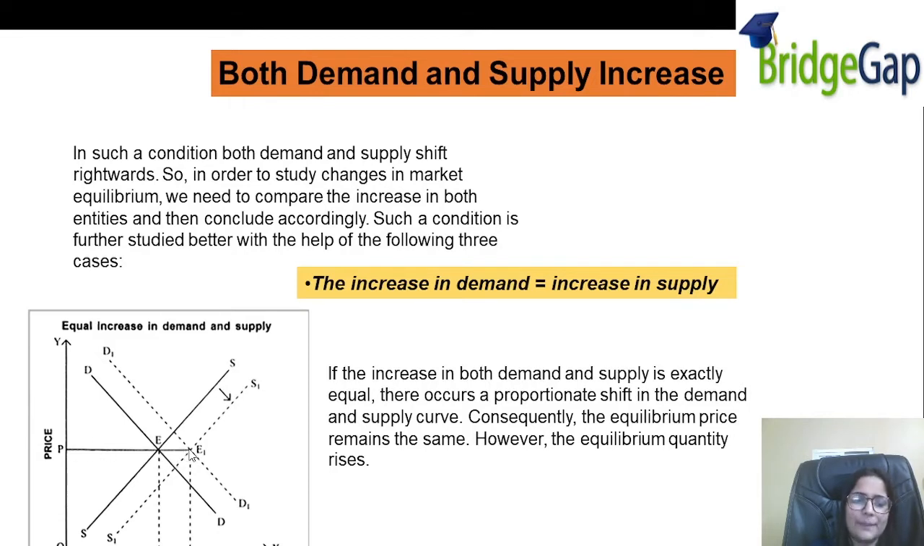That means the price will be the same, but the equilibrium quantity, the new equilibrium quantity, will increase. If the increase in both demand and supply is exactly equal, there occurs a proportionate shift in the demand and supply curves. So consequently, the equilibrium price will remain the same. However, the equilibrium quantity will rise.